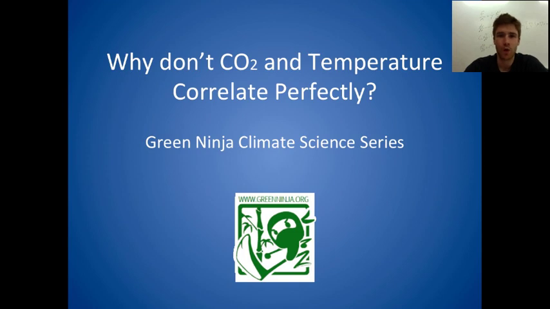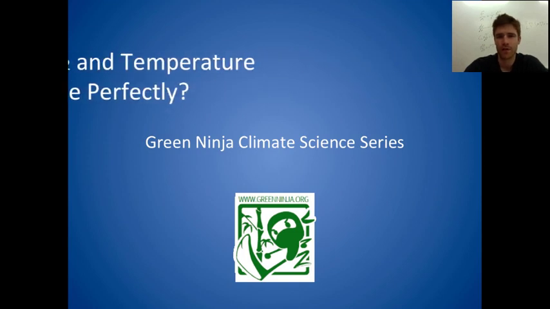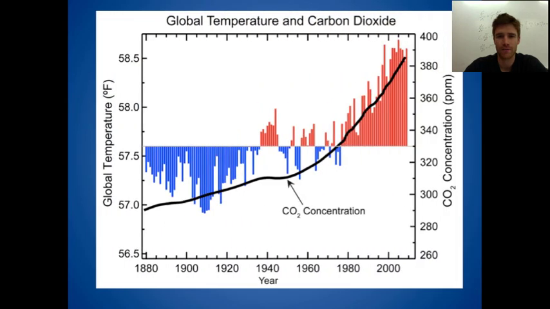And what I mean by correlate perfectly is that if you look at graphs of CO2 or other greenhouse gases over time versus temperature, you'll see that they don't go up and down necessarily directly with each other. So here's a graph of global temperature represented by these bars and also CO2 concentration superimposed on top of that.